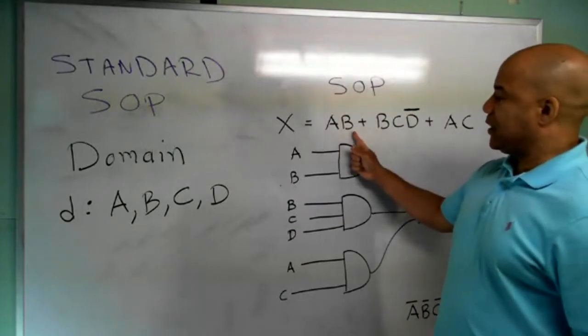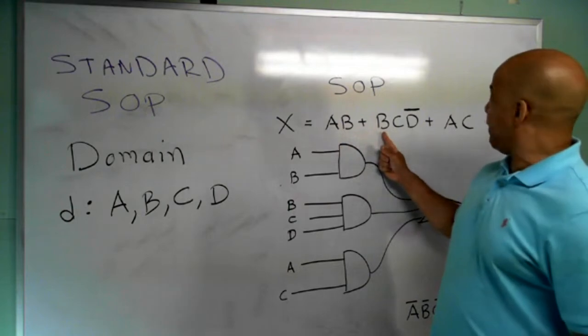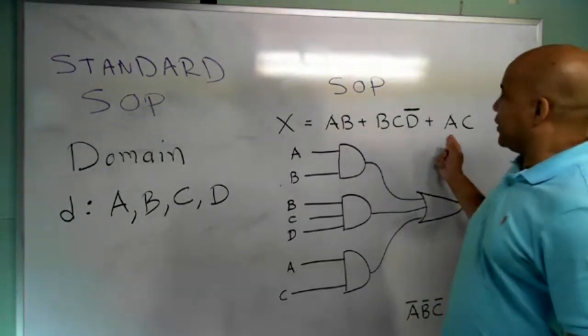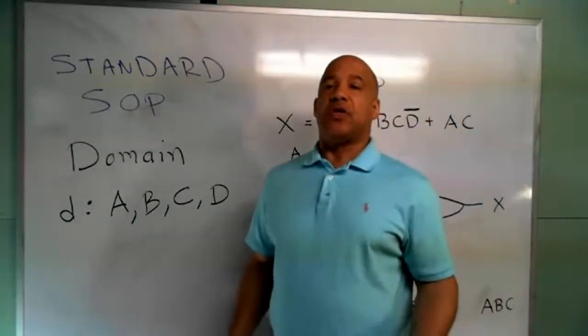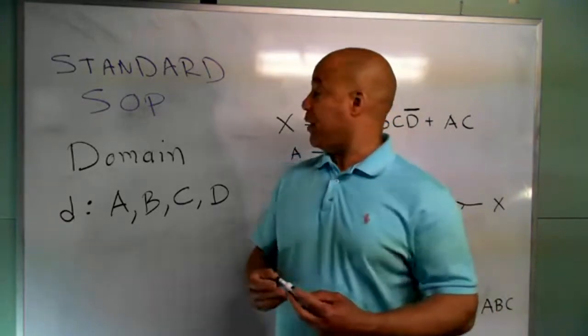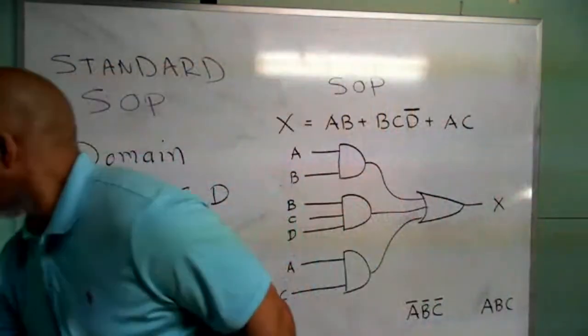Well, this one is missing C and D. This one is missing the A. And this one is missing the B and the D. So this is a non-standard SOP. So the first thing you've got to be able to do is turn a non-standard SOP into a standard SOP. So I want to show you how to do that, and it's actually quite easy.